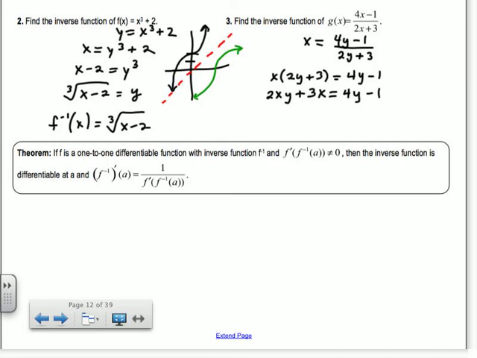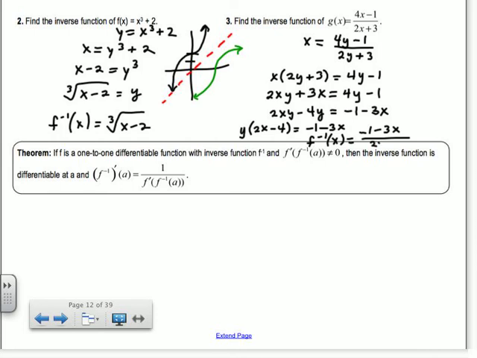So what's my next step? Yeah, you can subtract the 4y over. Yeah, switch 4y and 3x. So like you're bringing the 4y over to the left side, bringing the 3x over to the right side. So that allows you to pull out the y, right? So when you do that, you can now divide by the 2x minus 4. So f inverse of x is negative 1 minus 3x all over 2x minus 4.